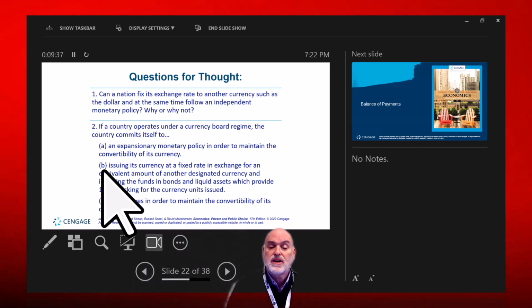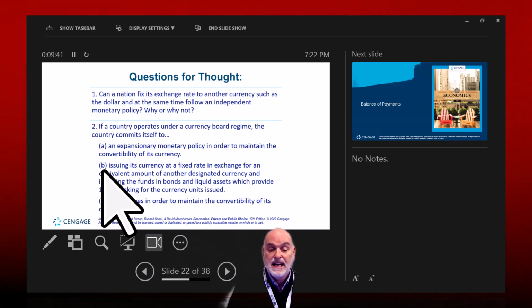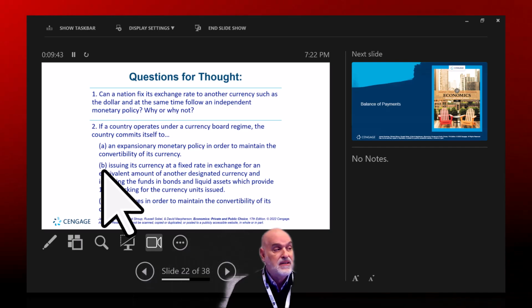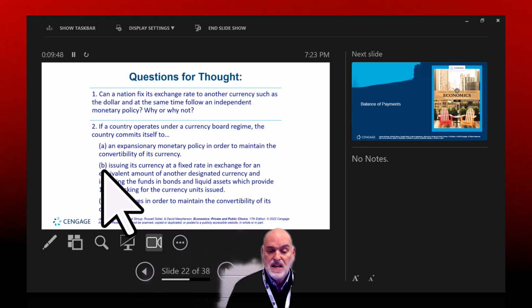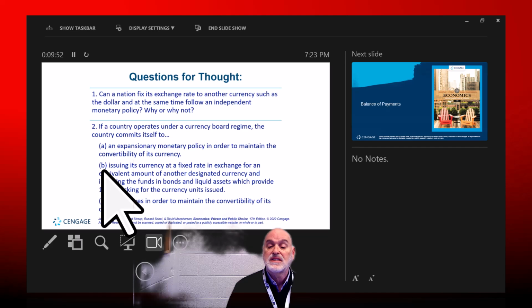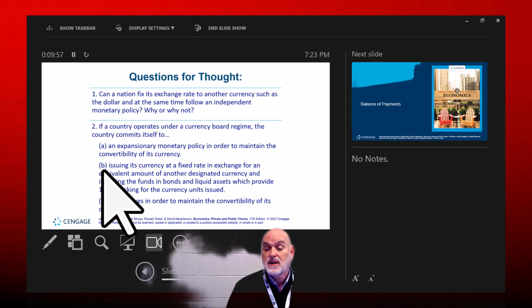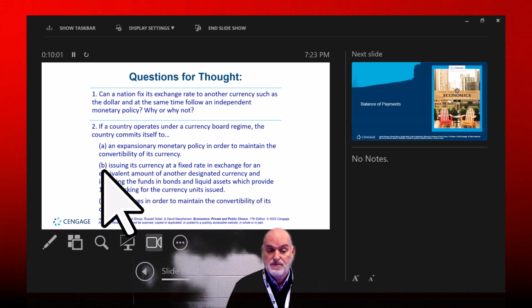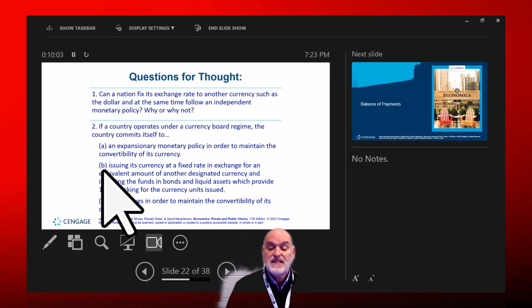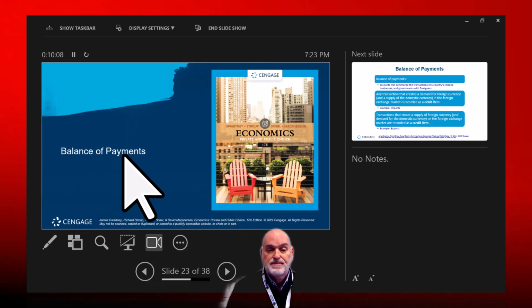Number 2, if a country operates under a currency board regime, the country commits itself to: A, an expansionary monetary policy in order to maintain the convertibility of its currency; B, issuing its currency at a fixed rate in exchange for an equivalent amount of another designated currency, and investing the funds in bonds and liquid assets which provide 100% backing for the currency units issued; C, raising taxes in order to maintain the convertibility of its currency.